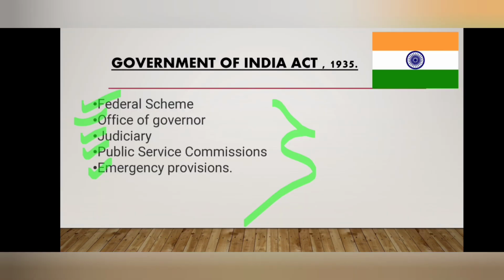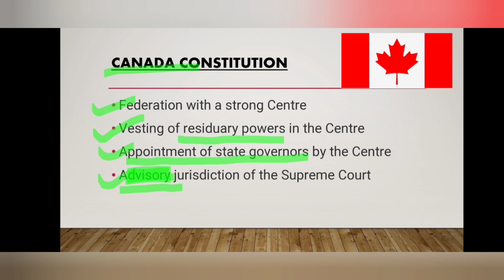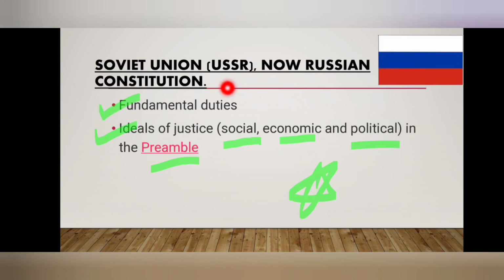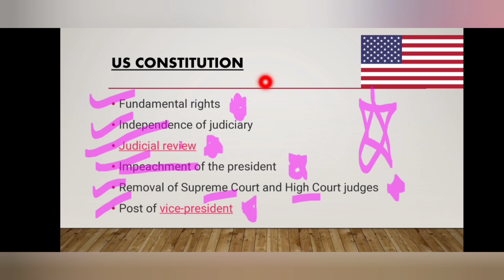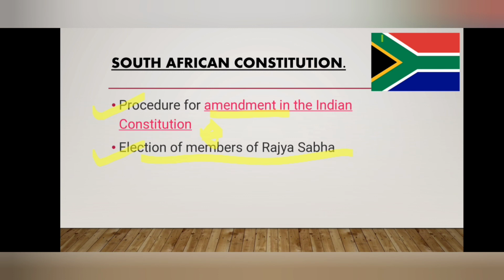From the Government of India Act, this is one of the important ones, of 1935. Okay, Government of India Act 1935. Then the Australian constitution, Canadian constitution, Ireland constitution, Irish constitution, this is Japan constitution, Soviet Union, UK constitution, US constitution, German constitution, this is Weimar, South African constitution, France, and that's it.